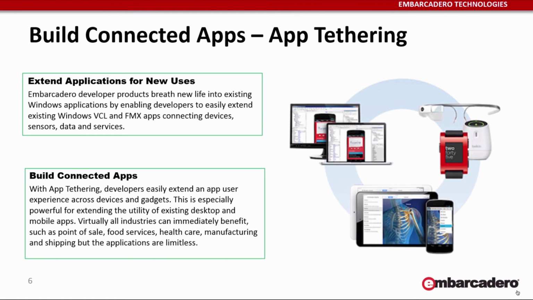And with the Internet of Things, you'll want to be able to extend your existing Windows and FireMonkey desktop and mobile apps to integrate into the Internet of Things. And for that, you can use app tethering. Now, I'm going to get deeper into app tethering later in this presentation, but basically the app tethering technology in RAD Studio XE7 lets you easily distribute an existing app user experience across devices and gadgets. And this is especially powerful for extending the utility of existing desktop and mobile apps to integrate the Internet of Things.